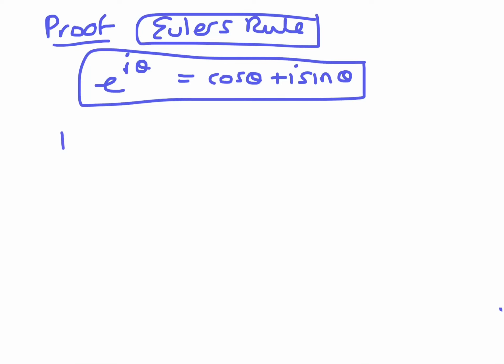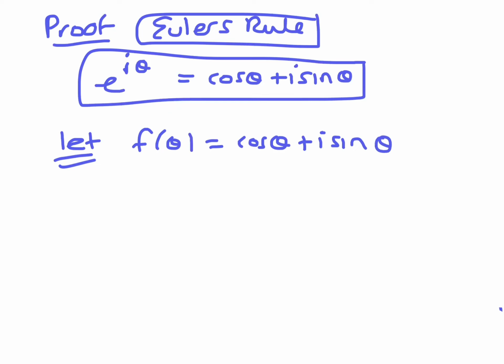Just running through a proof of Euler's rule. Now, let f of theta equal cos theta plus i sine theta. Then if you look at f dash of theta, you get minus sine theta plus i cos theta.